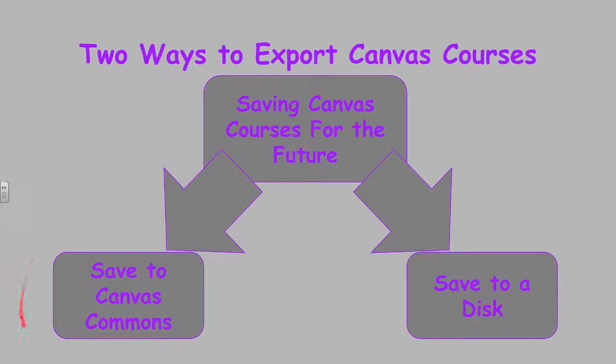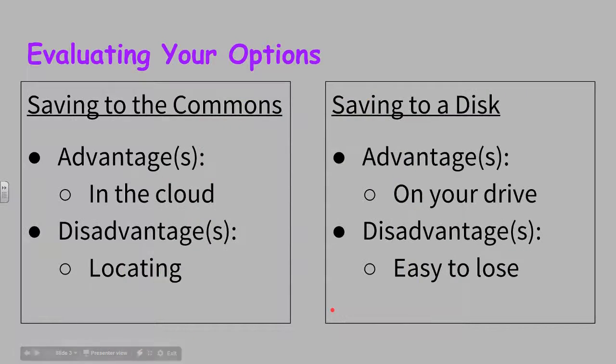One of those is to save to what we call the Canvas Commons. The other is to save to a disk that you have or that you own. Both have advantages, both have disadvantages. Before you decide which you would like to do, here are just a couple of thoughts and some overview of the two options. If you save to the Commons, the advantage is that it is saved in the cloud. In other words, it's saved on Canvas's remote server. You should always have access to that. It should be stored there forever as long as Canvas exists and owns that server.